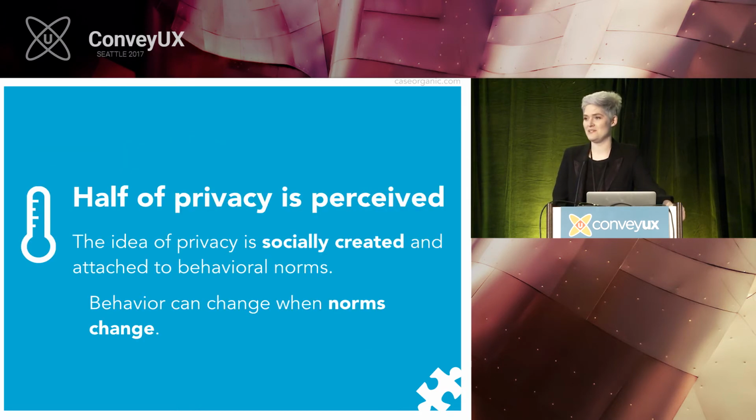So half of privacy is just perceived. In the case of Google Glass, the perception was that there was no privacy at all, even though the device wasn't recording all of the time. It's completely socially created. It's attached to behavioral norms, the standards that we have at a given point in time. And behavior can change when norms change.